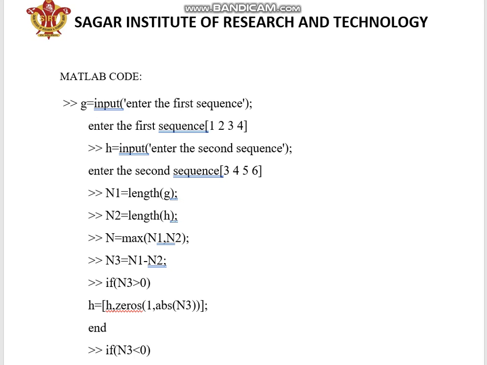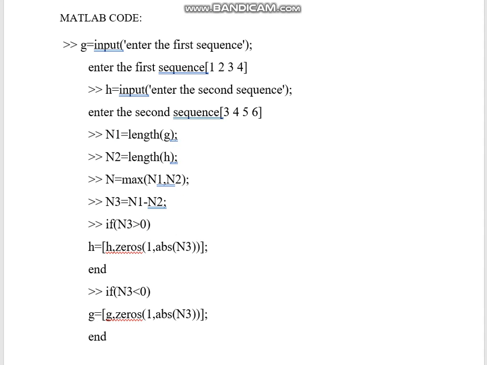Now for determining the number of samples in the two sequences, I will use the command n1 is equal to length of G, n2 is equal to length of H. So n1 will have the number of samples in G, n2 will have the number of samples in H. Now in circular convolution, we have to make the number of samples in both the sequences equal. So the number of samples in the resultant sequence will be the maximum of the two sequences. So capital N is equal to max(n1, n2).